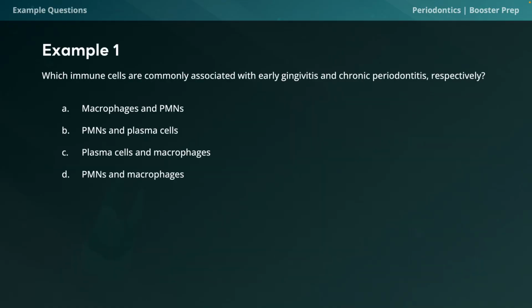Which immune cells are commonly associated with early gingivitis and chronic periodontitis, respectively? Pause the video if you need some time, but the answer is B. PMNs, specifically neutrophils, are the dominant immune cells in early gingivitis. They're part of the innate immune system and act as the first line of defense against the initial buildup of plaque. In contrast, plasma cells dominate in periodontitis.